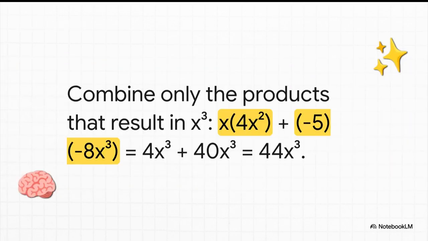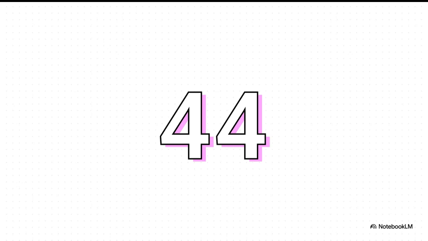Okay, now here's where we work smart, not hard. We could multiply out that entire thing, but who has time for that? We only want the x cubed term. So let's think, how can we get an x cubed? Well, we could take the x from the first bracket and multiply it by the x squared term from our expansion. That works. Or we could take the constant, the minus 5, and multiply it by the x cubed term. That's it. Just those two combinations matter. And when you do that, you get 4x cubed plus 40x cubed, which gives us a final coefficient of 44. Boom, done. Super clean, right?